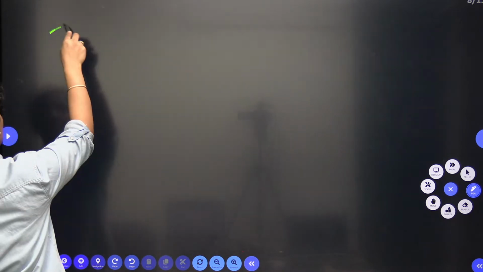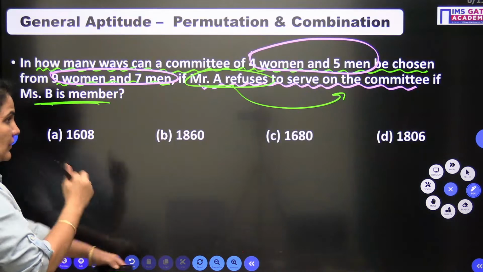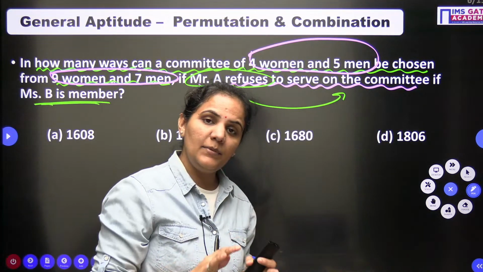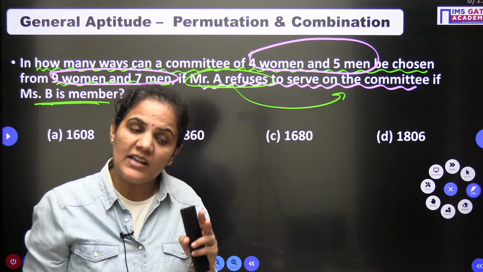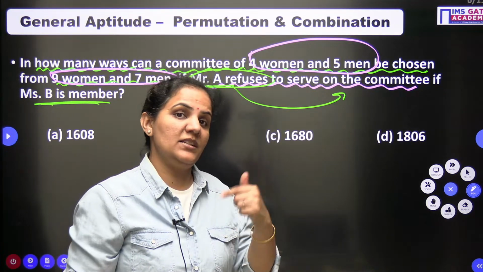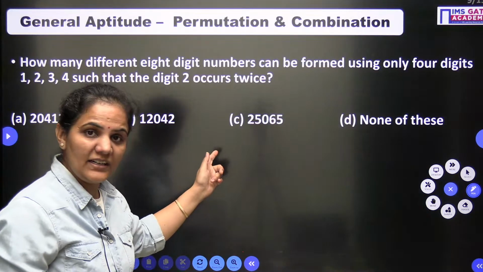Let's come to case number 2. Only 2 cases are possible. When Miss B is in the committee, and second, when Miss B is not in the committee, only 2 cases are possible. When Miss B is in the committee, then Mr. A refuses to work, which we already had a discussion.